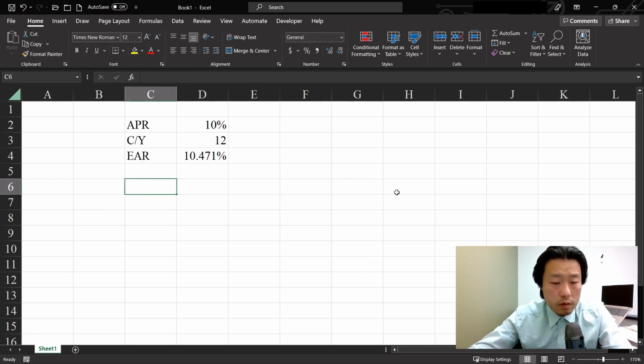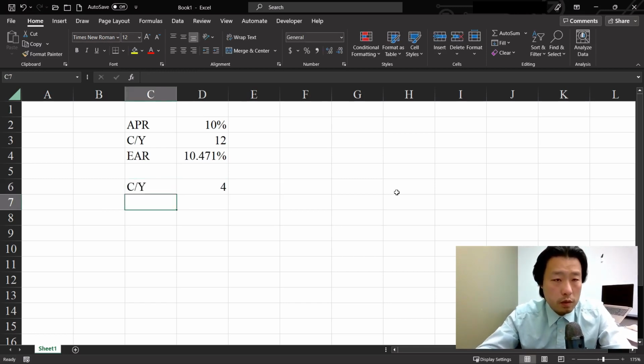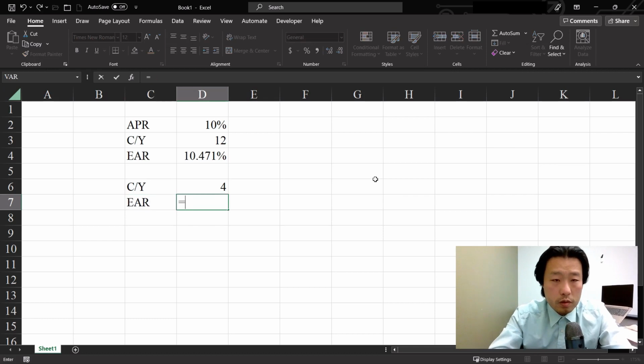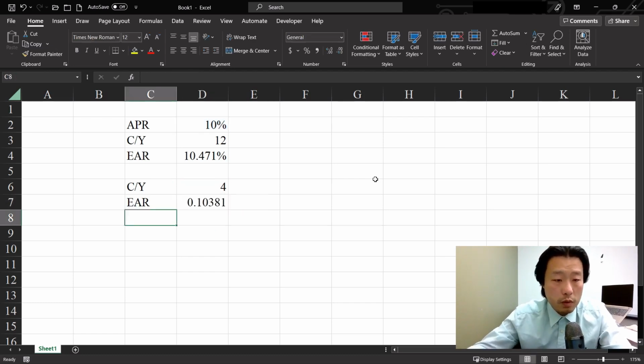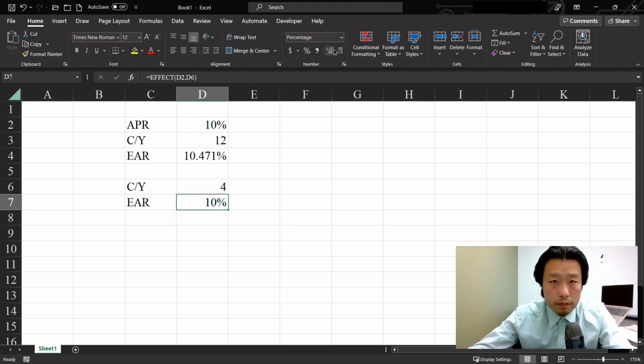To solve the second question, the C over Y in fact changed to 4, because quarterly means 4 times per year. The new EAR in this question is just using the EFFECT function again. And the nominal rate becomes 10% and C over Y would be just 4, which is 4 times per year. Let's change it back into a percentage.